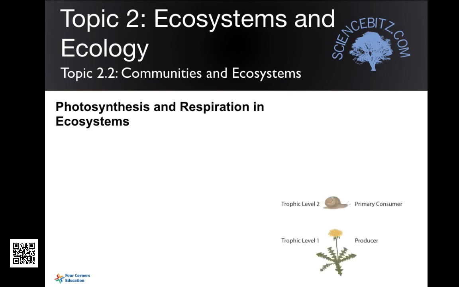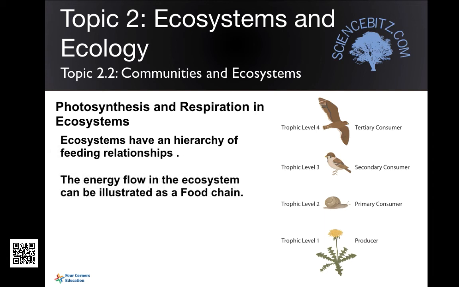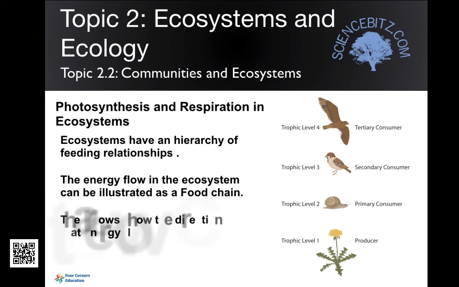And this feeding hierarchy produces a food chain. And again, in grade 8, 9, 10 probably, you will have come across the idea of food chains in the past. But it's a hierarchy, and it's a feeding relationship. And the energy flows in the ecosystem can be illustrated. So the food chain is not illustrating food being passed on, it's actually illustrating energy being passed on. And the arrows show the direction of energy flow.